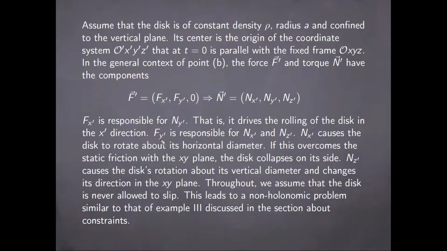The y' component of the force is responsible for the x' and z' components of the torque. The x' component of the torque causes the disk to rotate about its horizontal diameter. So if this overcomes the static friction between the disk and the xy plane, the disk will simply collapse on its side. As for the z component of the torque, it causes the disk's rotation about its vertical diameter and changes its direction in the xy plane. Throughout, we assume that the disk is never allowed to slip. As such, this leads to a non-holonomic problem similar to that of example 3 discussed in this section about constraints.